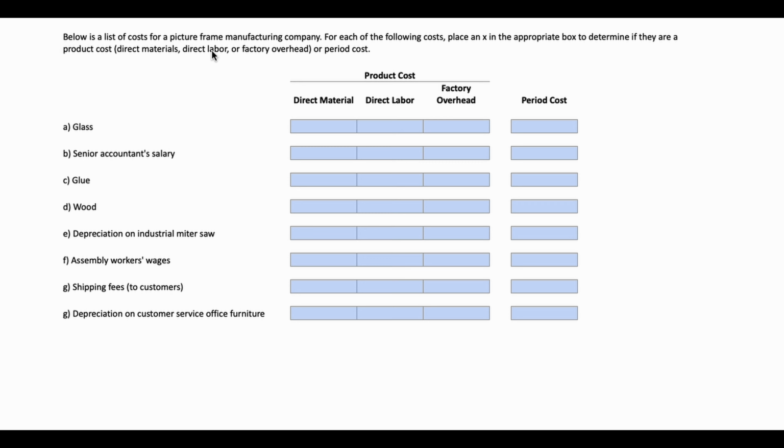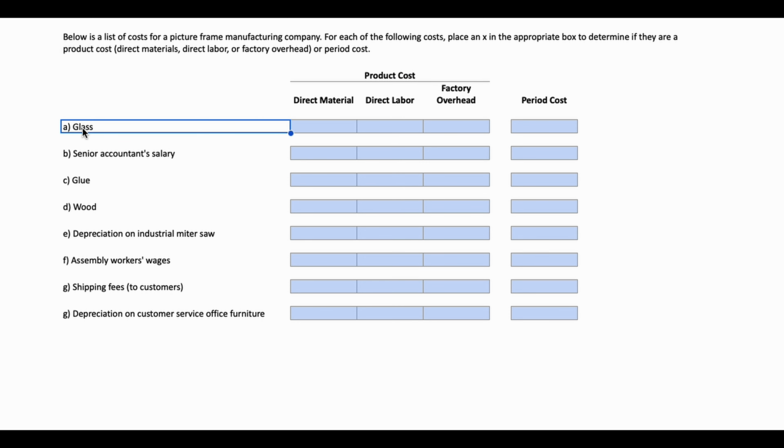When working in managerial accounting, it's important to understand the business that you're speaking about. So this problem that we're going to be working on lets us know that they are a picture frame business. That's going to be important for things that would end up being direct materials for them that may not be direct materials for someone who manufactures, say, a coffee mug. We're going to identify if each one of these given items here would be a product cost or a period cost. And if it's going to be a product cost, would it be our direct material, direct labor, or factory overhead?